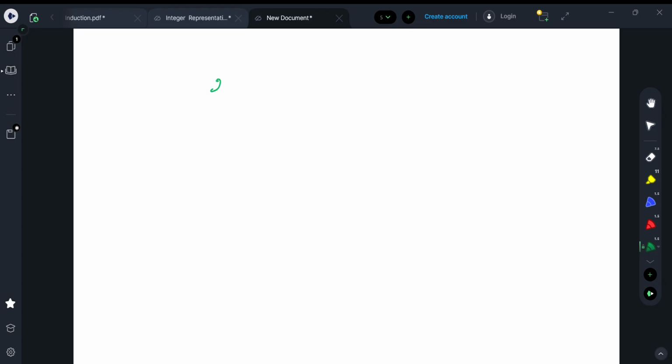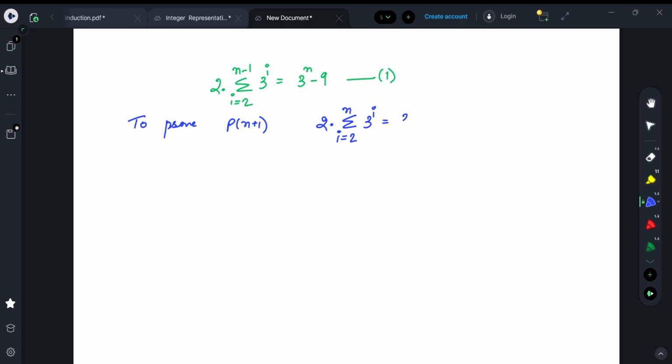Remember what equation 1 was? 1 was 2 times the summation i going from 2 all the way up to n minus 1, 3 to the power i, equals 3 to the power n minus 9. This was equation 1, okay? We had to prove P(n plus 1), which is 2 times the summation i going from 2, because I'm replacing n with n plus 1, I get n here. 3 to the power i equals 3, replacing n with n plus 1, I get this. And this is what we need to prove, that LHS equals RHS. So I considered the left hand side.